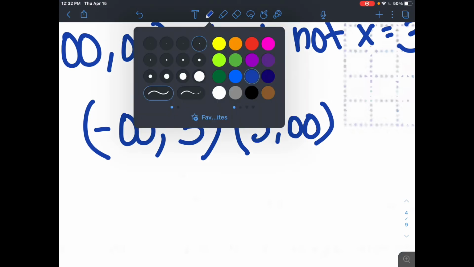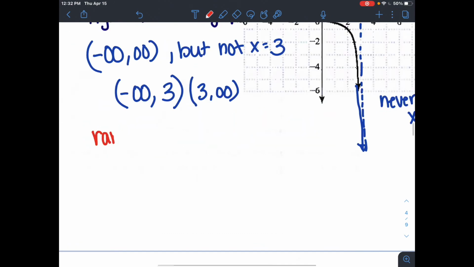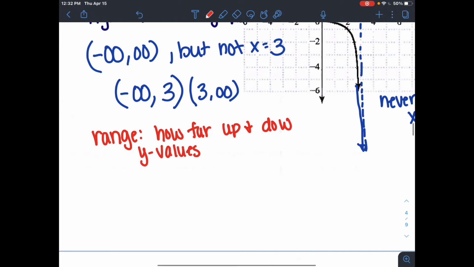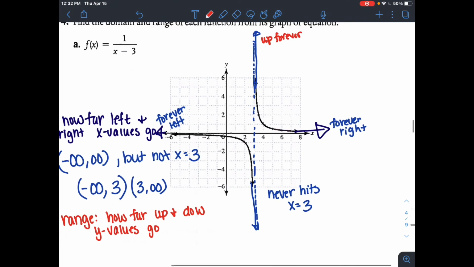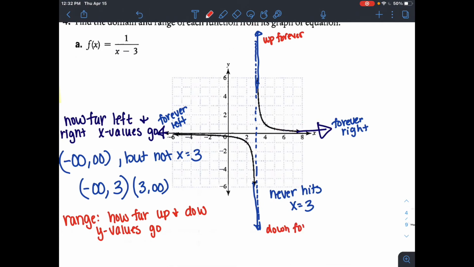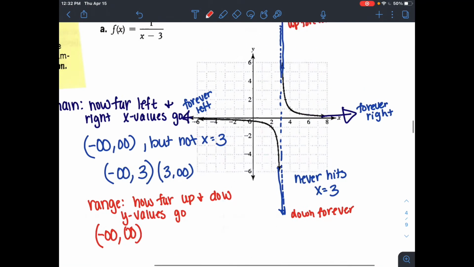Okay, then for my range, we're looking for how far up and down my y values go. Okay, so I've already kind of drawn my lines in here. We go up forever and down forever. So it kind of looks like we're going from negative infinity to positive infinity.